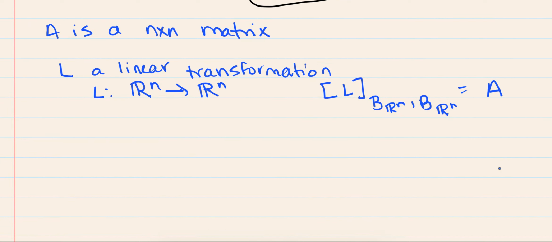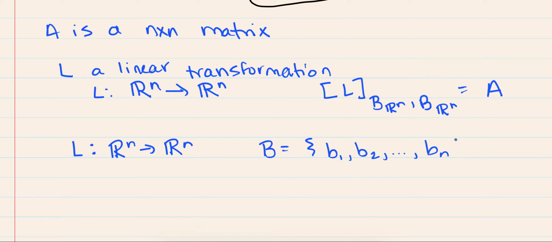The reason I am bringing this up is because if we have a linear transformation L that takes Rn into Rn, and let's say we have some basis B equal to, let's call it B1, B2, all the way to Bn. And let's say A is equal to this linear transformation where we plug in each one of these basis elements into our linear transformation and write it in terms of those basis elements.